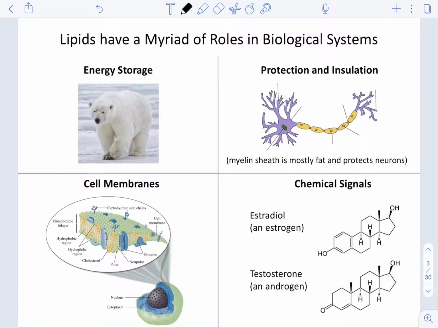As I was mentioning at the end of the previous slide, there are many roles. Why are lipids so needed in biological systems? In addition to the ones that I presented at the end of the last slide, other ones include energy storage, protection and insulation of neurons, structures of cell membranes, and chemical signals like sex hormones.